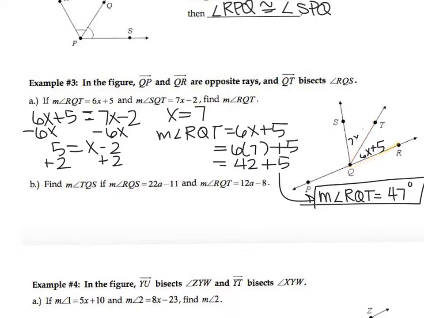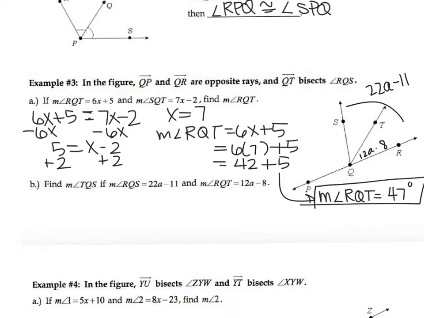So using the same image in B, this time we want to find the measure of angle TQS. If the measure of angle RQS, so our whole angle, is 22a minus 11, and the measure of angle RQT is 12a minus 8. So this time we have 12a minus 8, and then the whole angle is 22a minus 11.